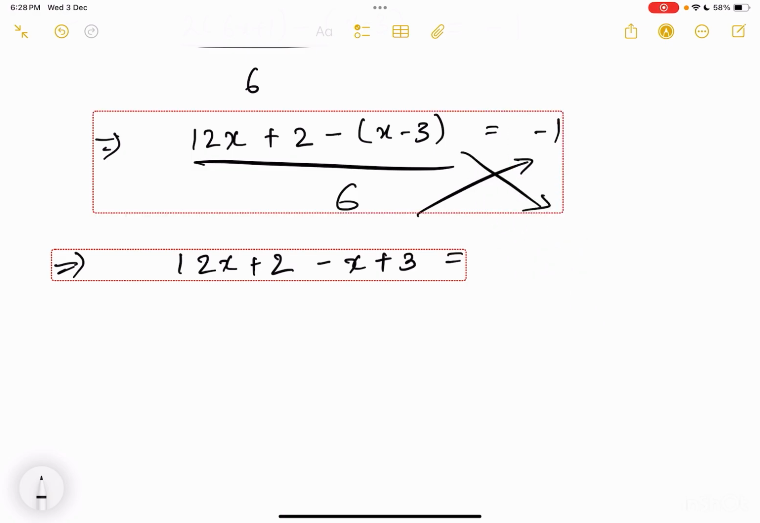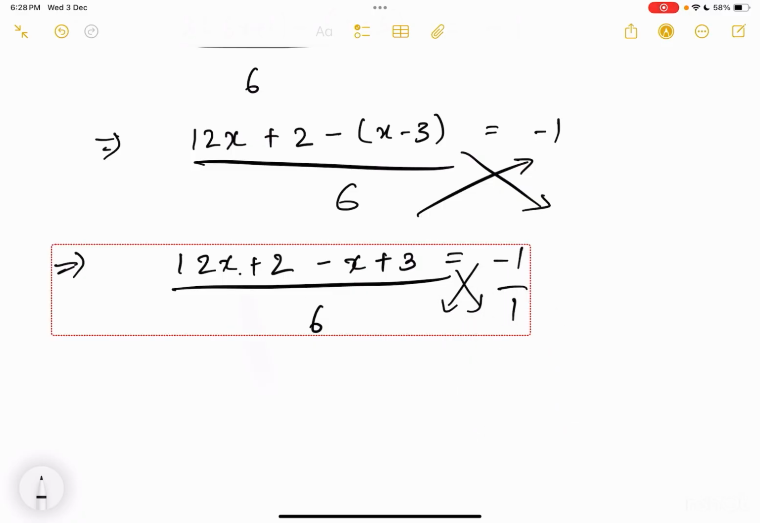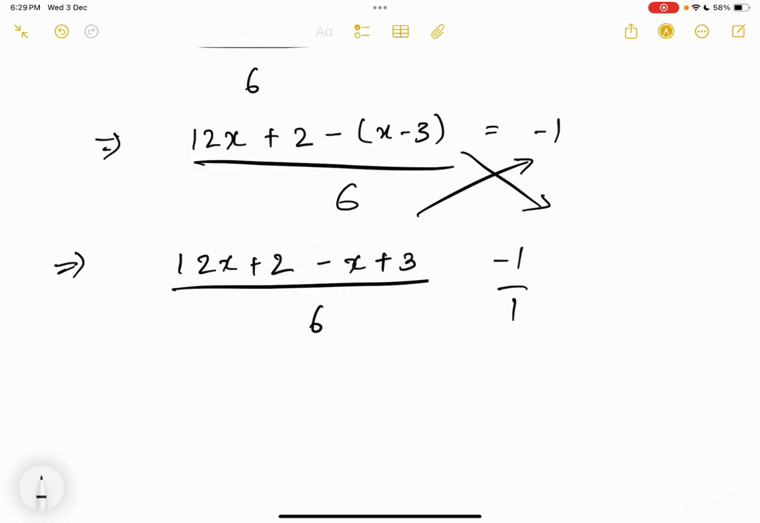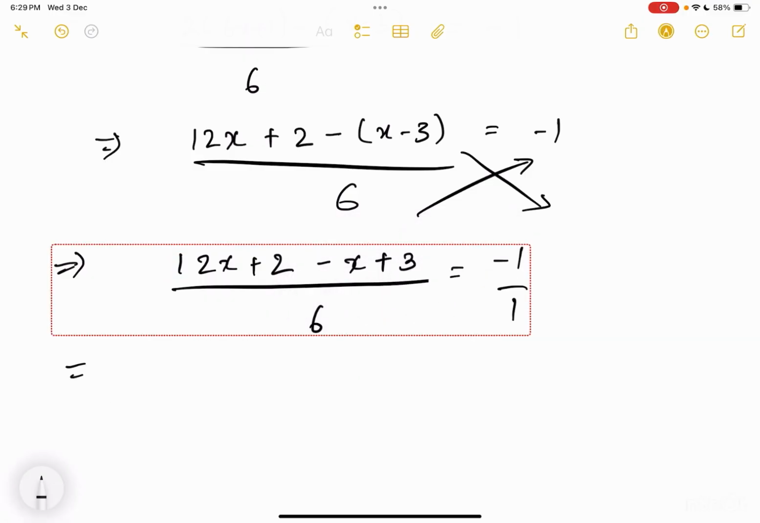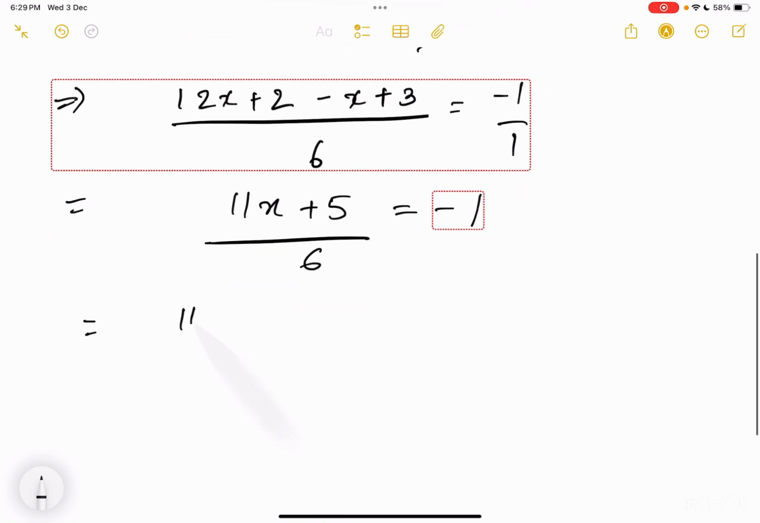I will be cross multiplying it actually, and we are opening this bracket. A minus sign was there, so I have opened it, and it becomes minus x and plus 3, and then we will cross multiply, because that's what we can do. Before cross multiplying, I'll solve this. I'll make it in x and a number. This will be 11x plus 5, and it will be minus 1, and here is 6. Now you can cross multiply. Then you will be getting 11x plus 5 is equal to minus 6.